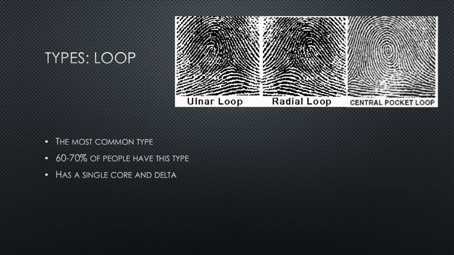Next up are loops. So these are the most common type of fingerprints, and 60 to 70% of the total population have loop fingerprints. So what defines a loop is the fact that it has a central core and a delta. And you can notice the central core on the center of each of these images, as well as a delta. There's a single delta as well.